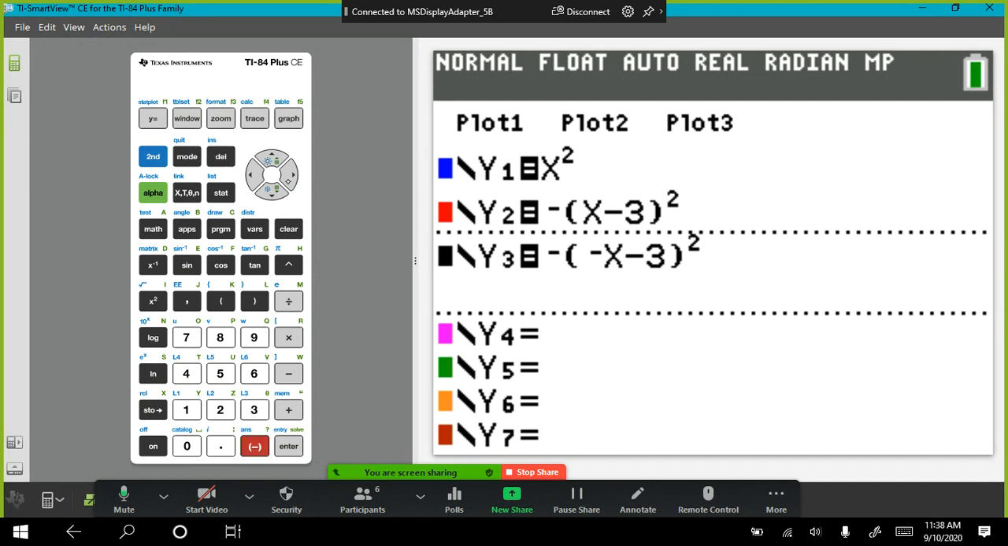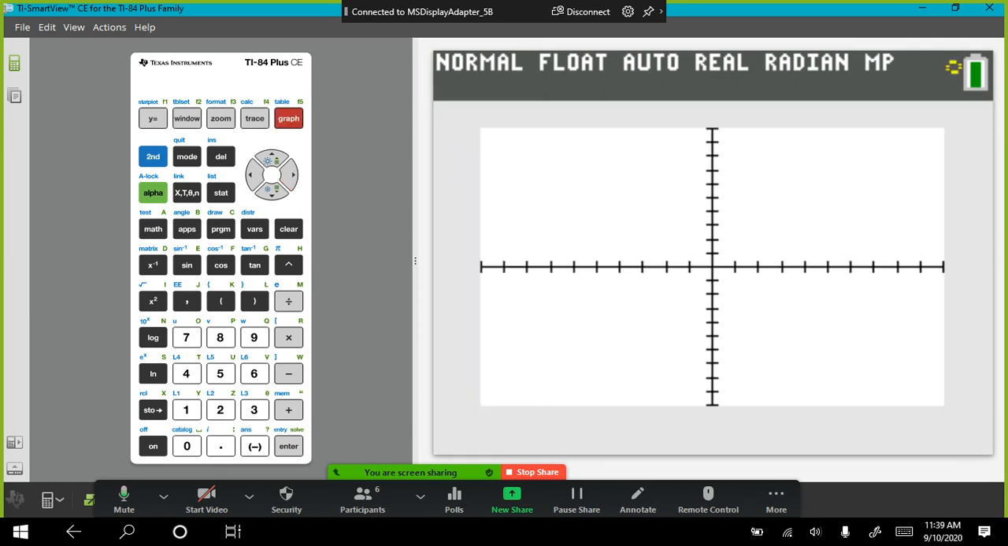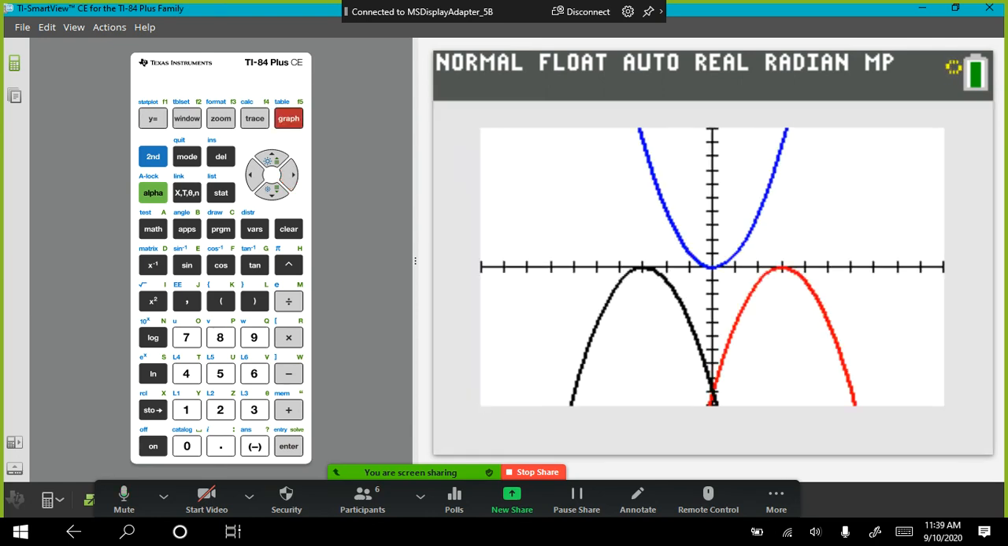I should have left everything the same, except I made the x negative. All right, and now that graph, if you'll notice, is a reflection across the y-axis. If I folded that across the y-axis, it would lay right on top of it.